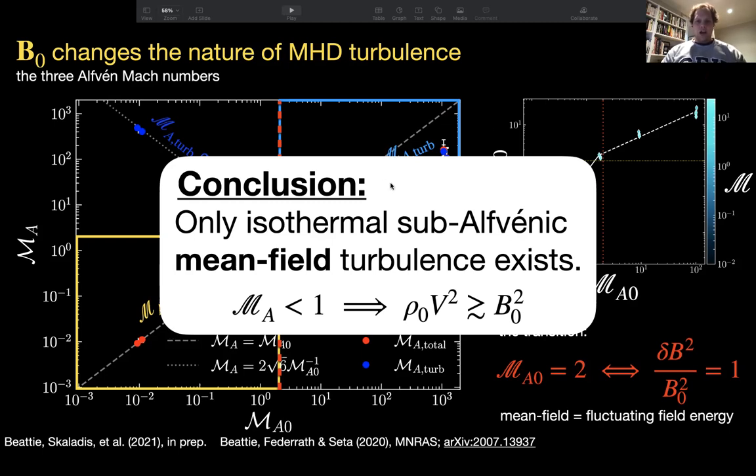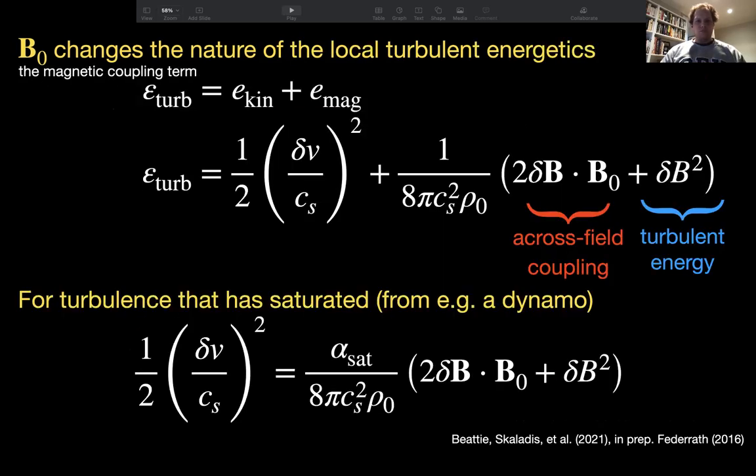If you keep going to higher and higher alpha and Mach numbers, all you're going to do is run into essentially the saturated turbulence that you see when you're doing dynamo experiments. So you cannot get a subalfvenic fluctuating field in isothermal turbulence, is my conjecture.